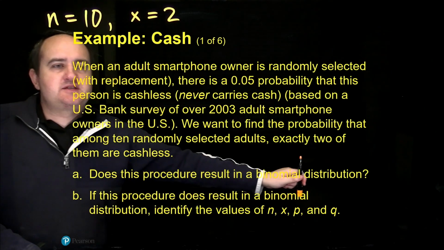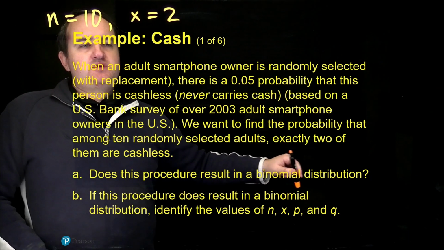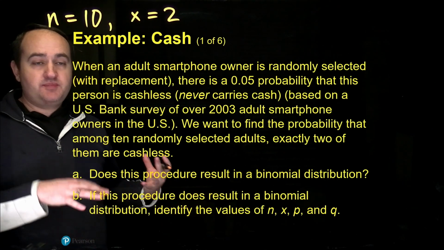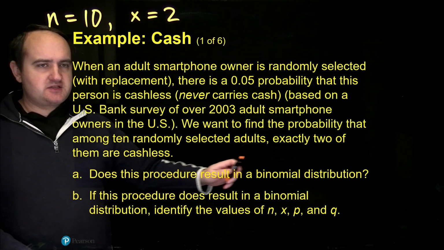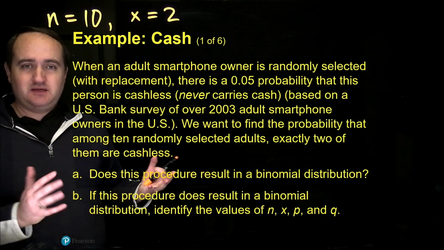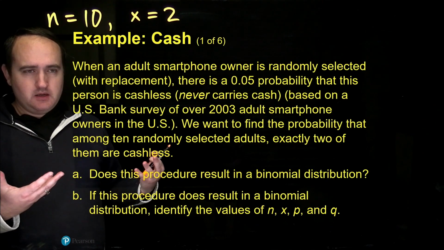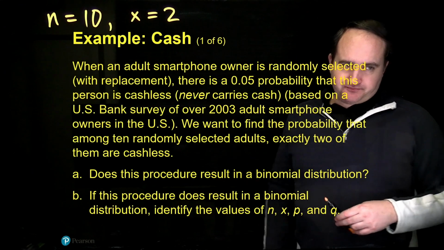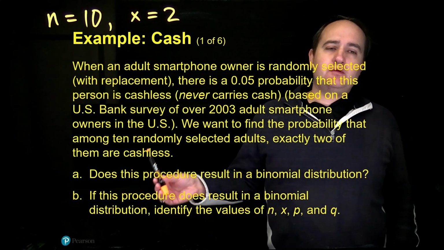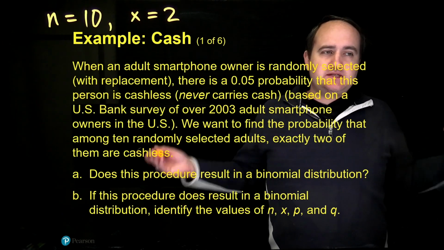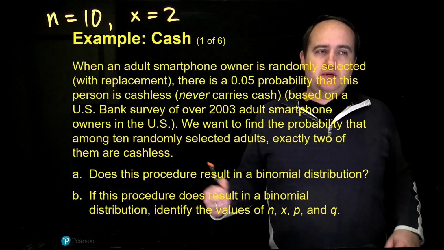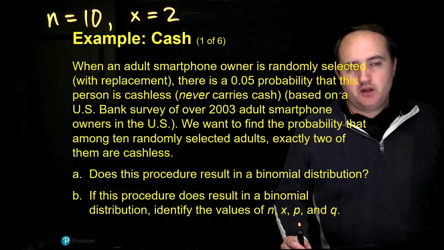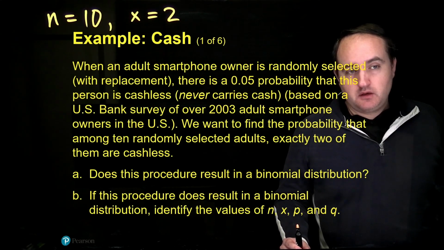And here, because we want to find the chance that exactly 2 of them are cashless, x equals 2. And we're calling being cashless a success just because it makes sense with the way they're asking us for the problem. When they're asking you to find the chance that exactly 2 of them are cashless, it just makes sense that being cashless would be called a success. All right, and then P has to represent the probability of a success on a single trial.